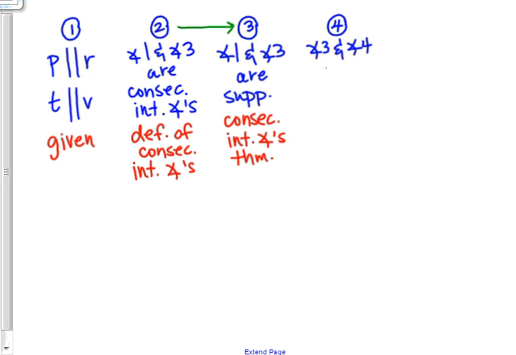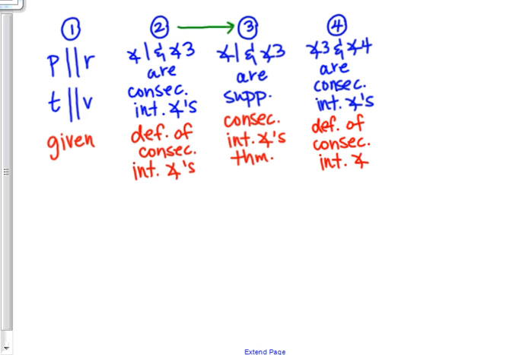So 3 and 4 are also consecutive interior angles. All right, and that's just the definition because I'm just making that observation. So definition of consecutive interior angles. All right, and then I can draw a conclusion from that relationship.